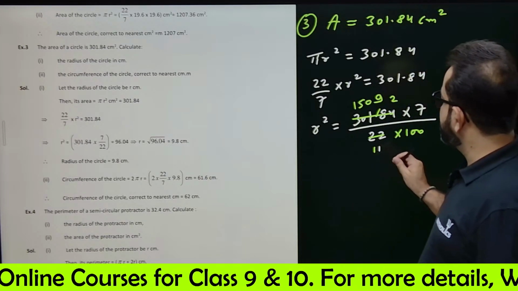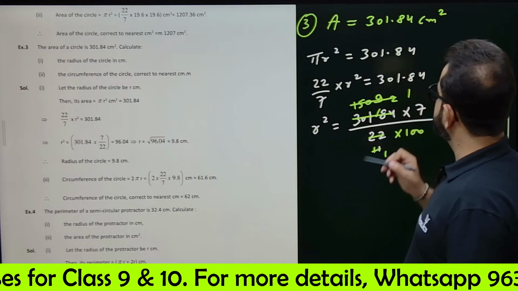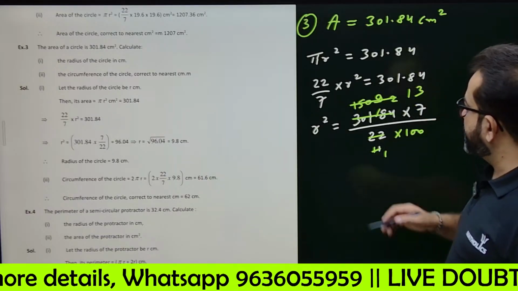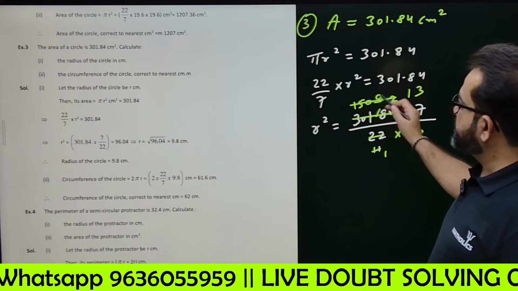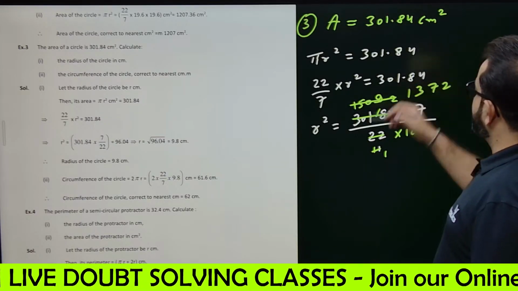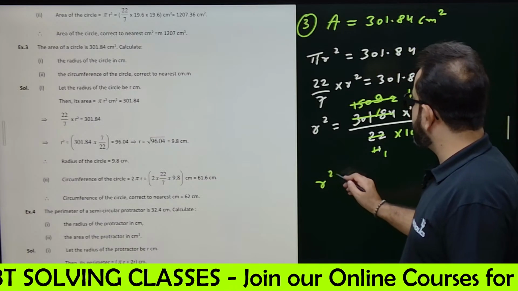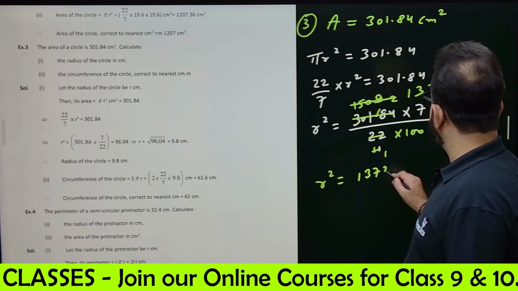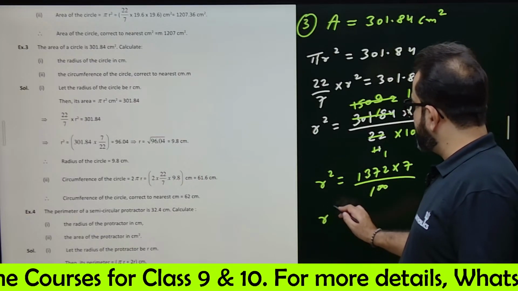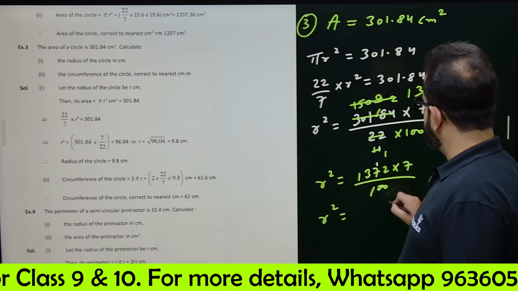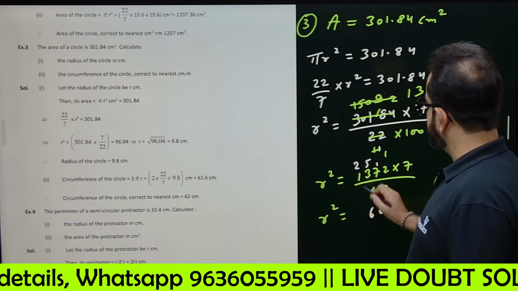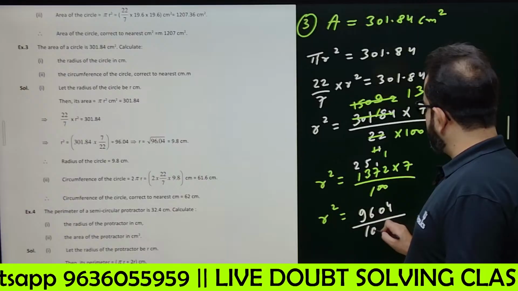Done. Now 11 cancel it. 11 ones are 11. Okay, remaining is 4. 40. 11 threes are 33. 40 minus 33 is 7. 11 sevens are 77. Remaining is 2. 2 and 2 is 22. 11 twos are 22. Simple, R square came out to be what? 1372 into 7 upon 100. If you multiply both of these, R square equals to 9604 upon 100.